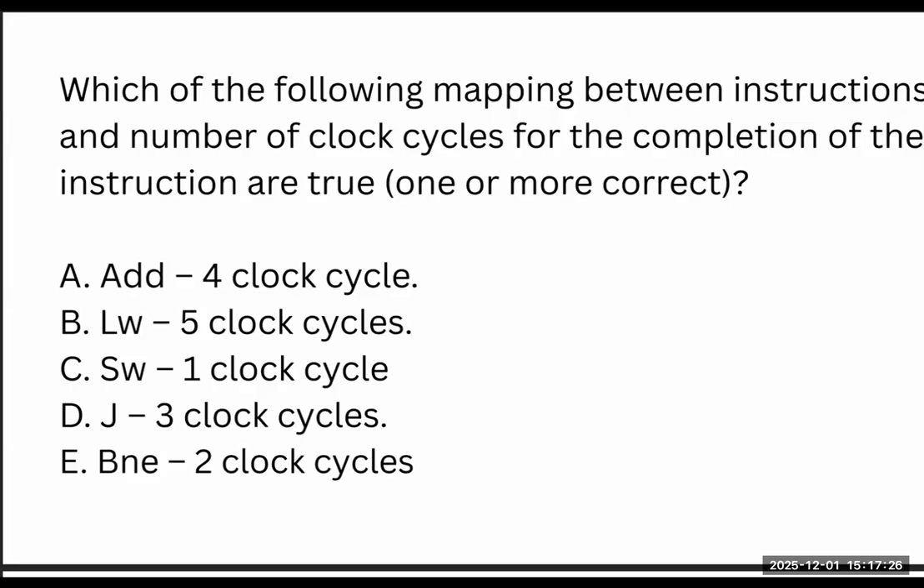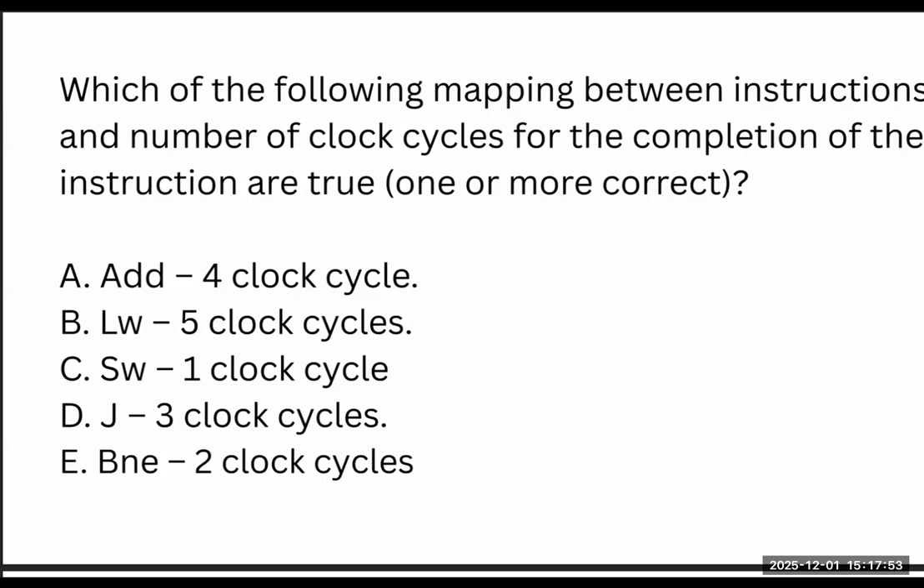Okay, people are saying it's ABD. Yep, that's right. I'm gonna walk them through. First, add 4 cycles: instruction fetch, decode, register read, ALU operation, write result to register. So add 4 clock cycles. That's correct. And then LW 5 clock cycles. We just went through that. That's correct. SW 1 clock cycle. No, it should be 4. That's wrong. So C is the wrong answer.